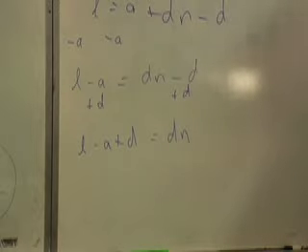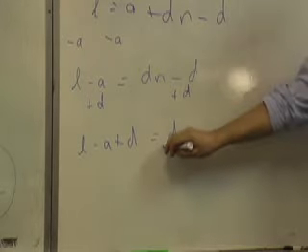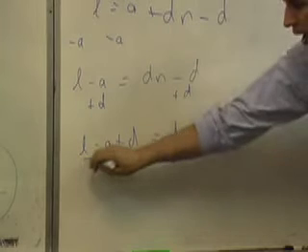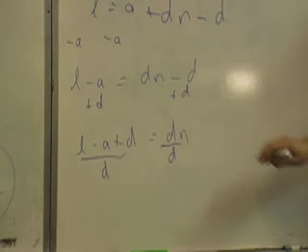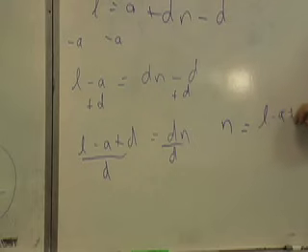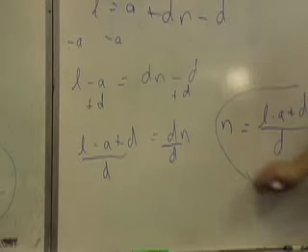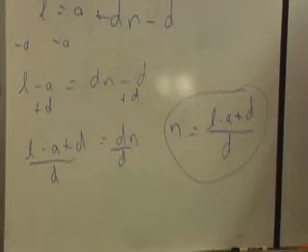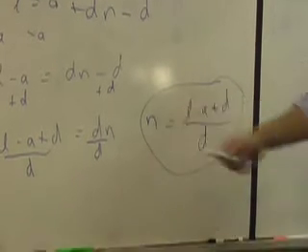Savan. The d. The d, what do we do to it? Divide. Divide by d on both sides. And we're done. Basically, I'm going to rewrite it. N equals L minus A plus D over D. And I'm going to put a big circle around it. And we're done. Please make sure that you're definitely focusing on that, right?